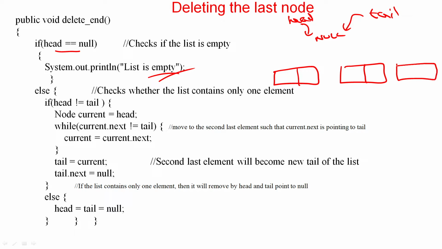Here we are having 3 nodes, right? So this is 100, 104, 108. Head is having 100, so automatically it points to this one. Tail is having 108, automatically pointing to this one.